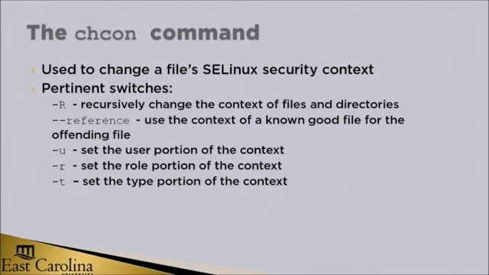When you need to change a file's SELinux context, you will use the chcon command. The pertinent switches for the chcon command are -R, which recursively changes the context of files and directories, and --reference, which uses the context of a known good file to replace the context of the file that is causing issues. -u allows you to set the user portion of the context. -r allows you to set the role portion of the context. And -t allows you to set the type portion of the context.